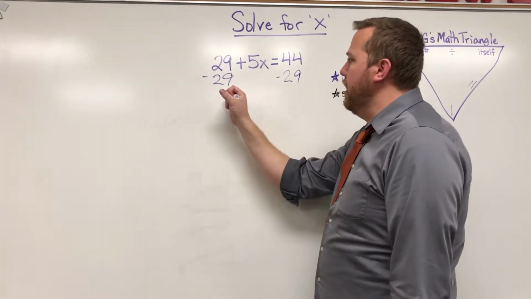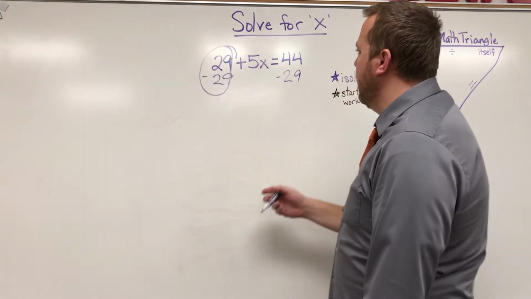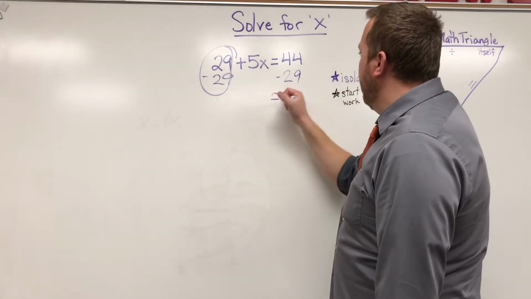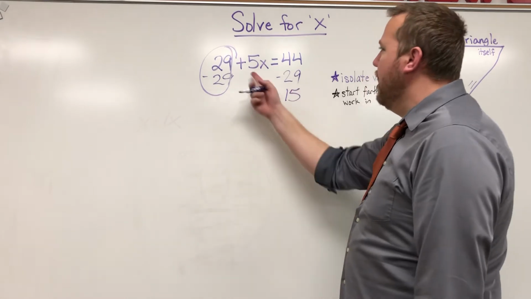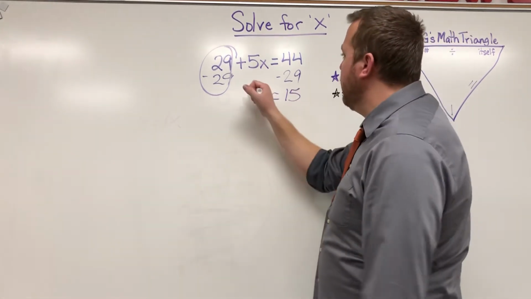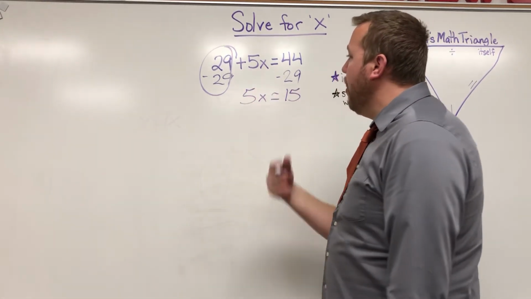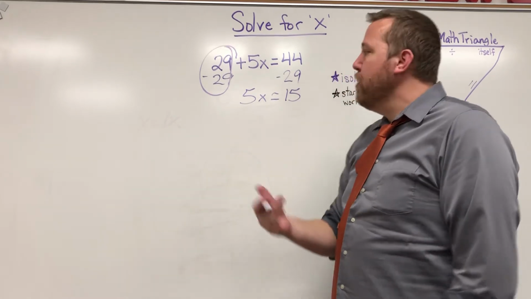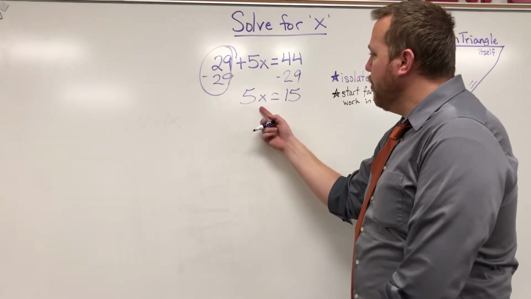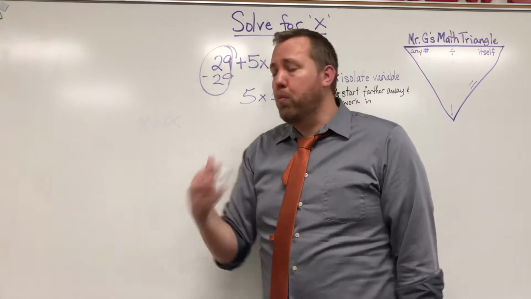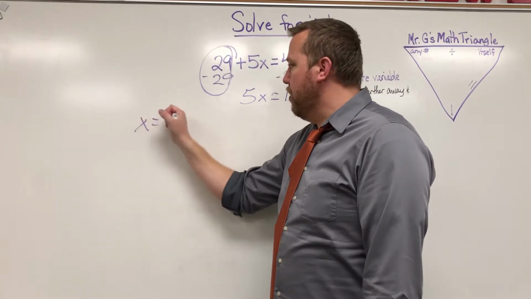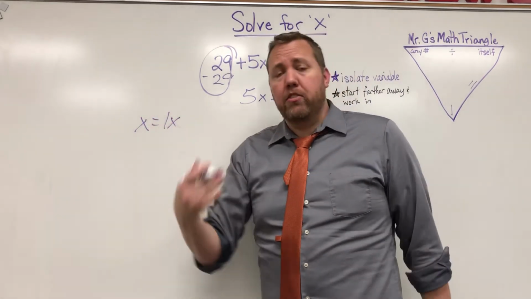So 29 minus 29, okay, want to make that 0, and then equals 15. I just have a positive 5x right there, so I'm going to bring that down. Okay, now I have 5x equals 15. So how do I go from 5 to 1? Because x equals 1x, same thing. So how do I get from 5 to 1?